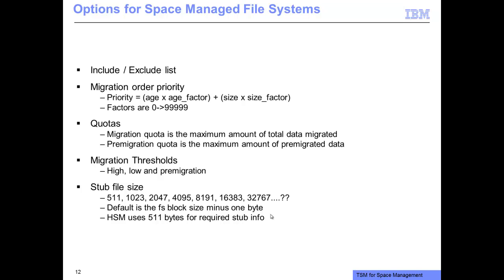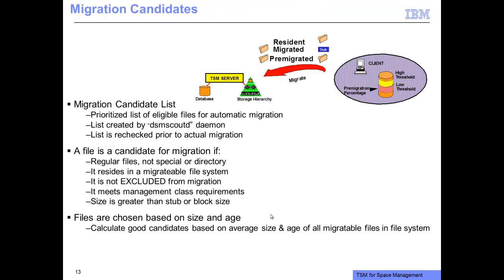So there are a lot of reasons to actually have a stub file that might be of different sizes depending upon the type of data that's out there and which applications might be accessing the files. So the migration candidate list will be kept current so that when migration is needed, we can rapidly look at the migration candidate list and determine which files should either be turned to stub files because they've been pre-migrated, or which files need to be migrated over to the TSM server.